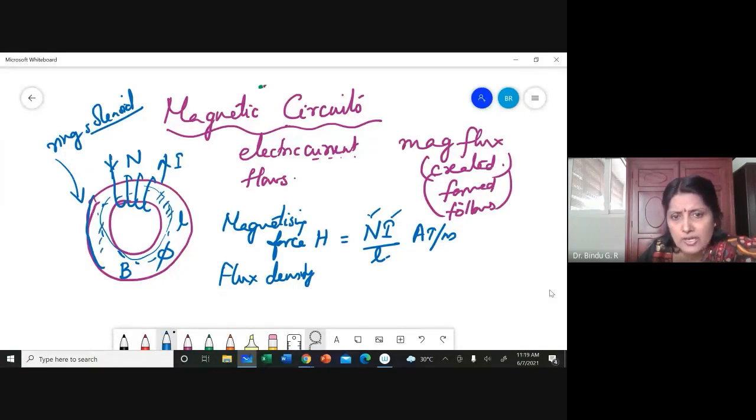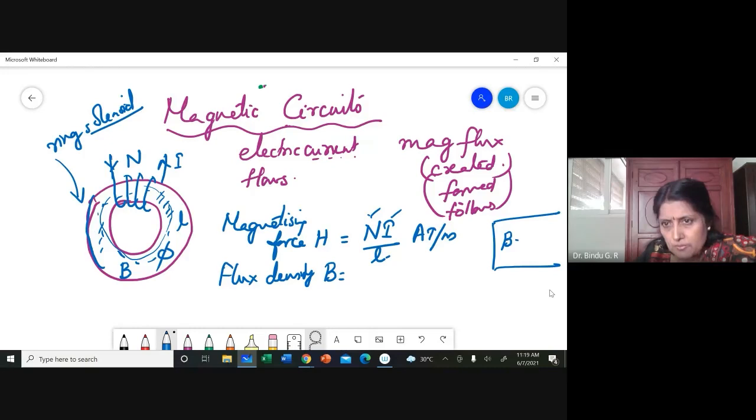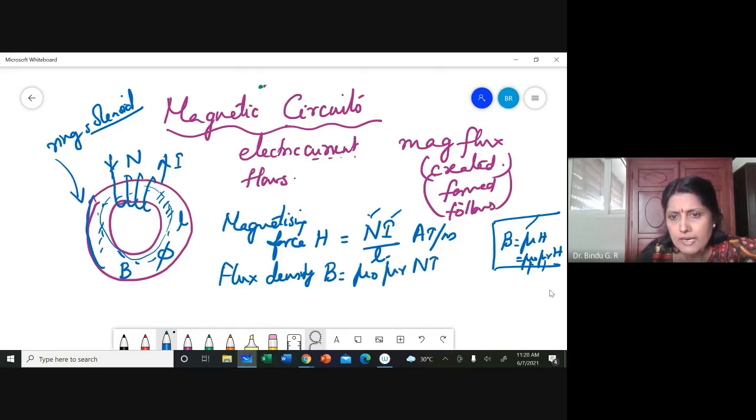Flux density within the toroid, B is equal to, what is the relation between B and H? B is equal to mu H, or B is equal to mu 0 mu r into H, where mu 0 and mu r are the permeabilities. Mu is the absolute permeability, mu 0 is the permeability of free space, mu r is the relative permeability. We'll discuss what those indicate later on. So you will have mu 0 mu r Ni by L, so much Tesla.